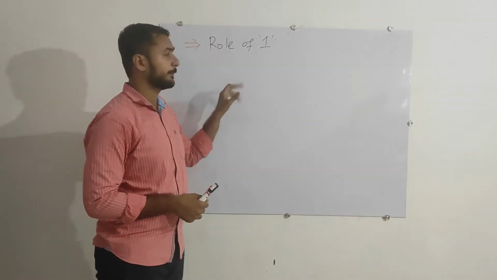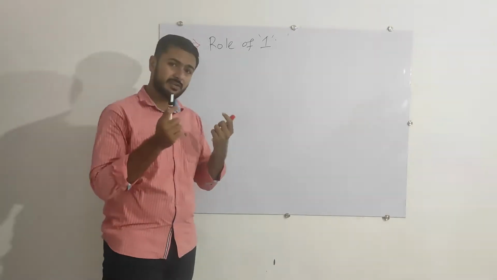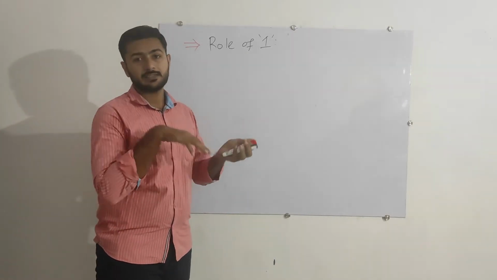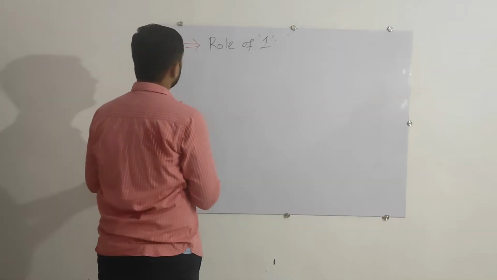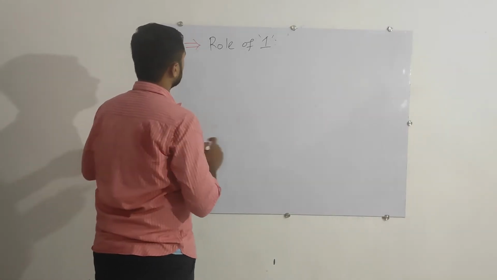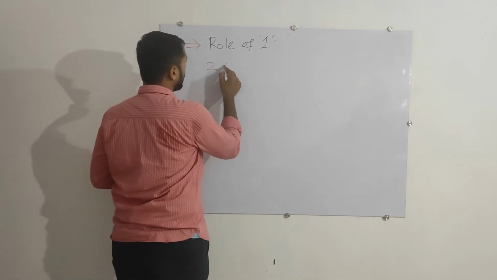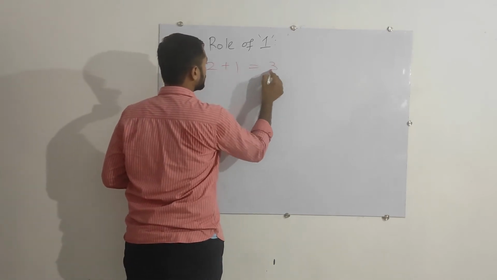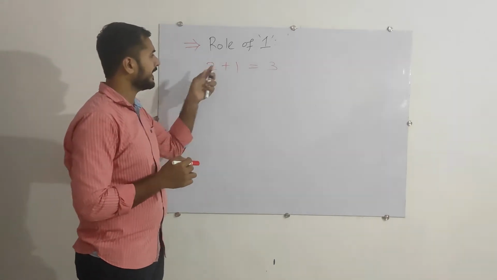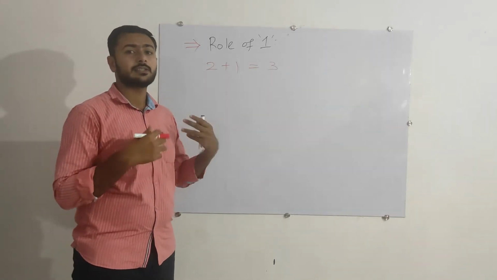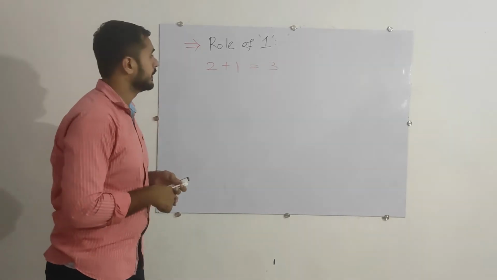Now the role of 1. Again, we will discuss it the same way as we discussed 0. Let's start with addition only. If I add 2 plus 1, that is 3. It means if I add 1 to any number, we will get a different number, not the same one.